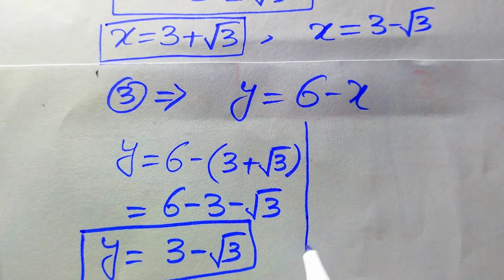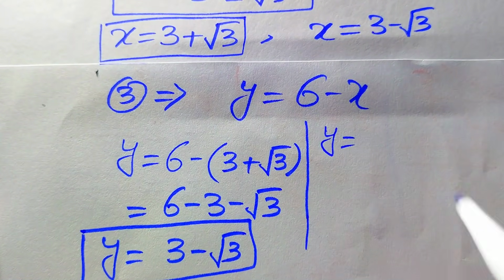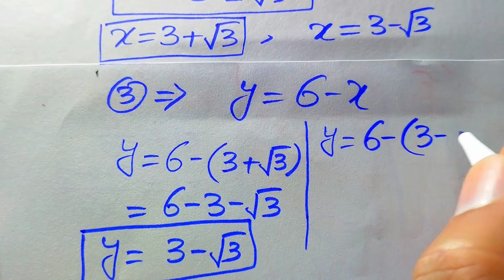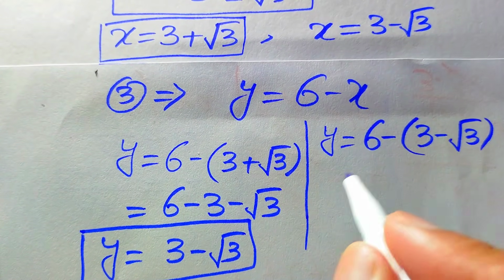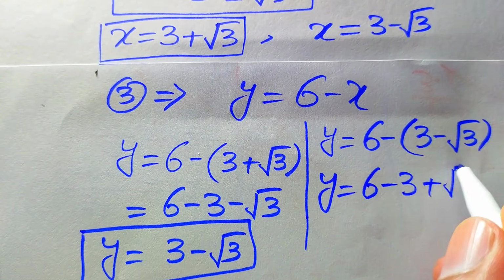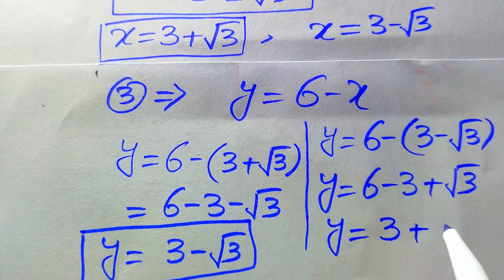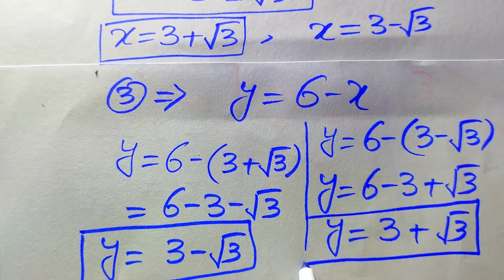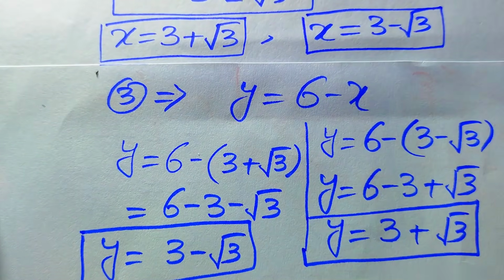And now, in the same pattern, we use this value of x here and we get the value of y. So we have y equals 6 minus x, and x is 3 minus square root of 3, and we again multiply this negative sign on each of these values and we get 6 minus 3 plus square root of 3. So we get y equals 6 minus 3 becomes 3 plus square root of 3. So this is the second value of y corresponding to this value of x.